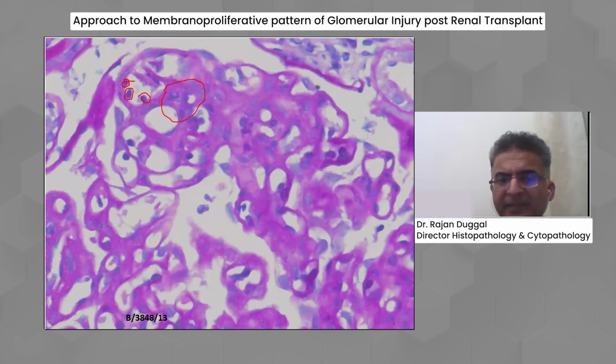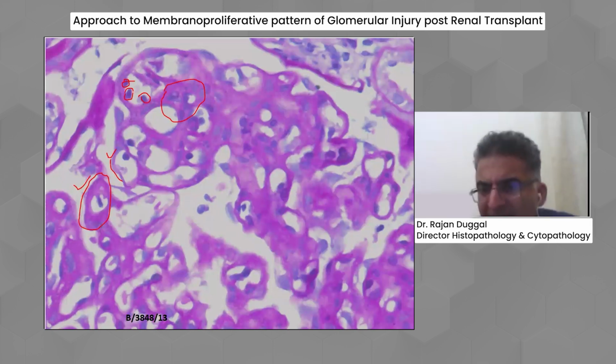And just compare this capillary wall with this capillary wall. This capillary wall appears thicker than this one. Okay. So that is called a non-uniform thickening. In addition to that, you are finding lymphocytes within the capillary loops.